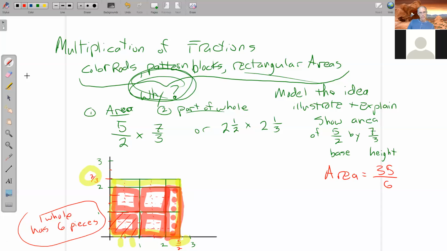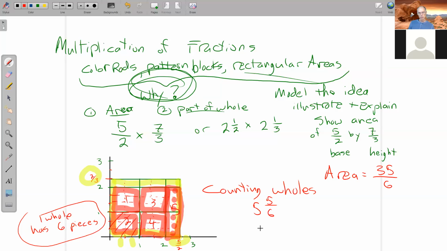So another thing I can count is counting holes. There are 1, 2, 3, 4, 5 holes. And then there's 1, 2, 3, 4, 5 out of 6 pieces left over. So I could also say the answer is 5 and 5/6 by looking at that area.